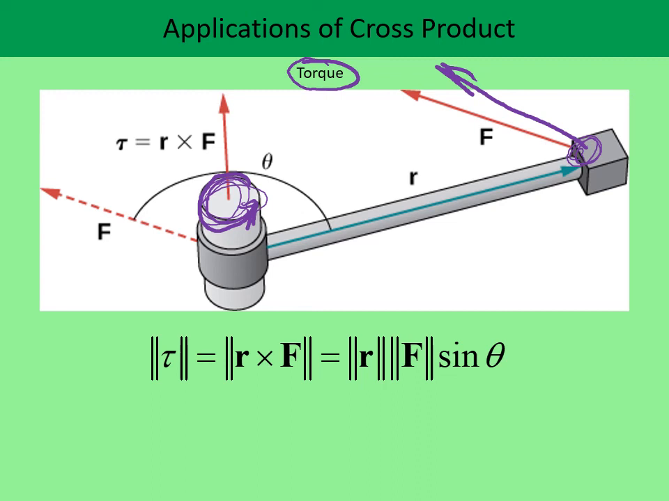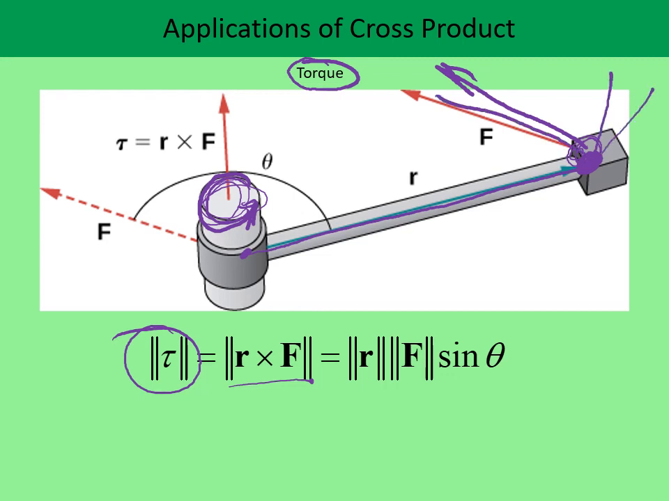So we can measure the torque by doing the cross product of r and F, where F is the force that we're putting on the object, and r is called the radius, the distance from the center to where we are applying our force. That's the r. And then the F is whichever direction we're applying our force.